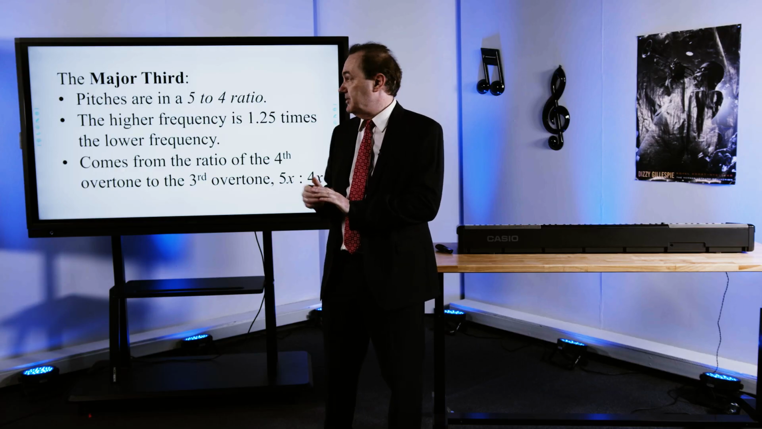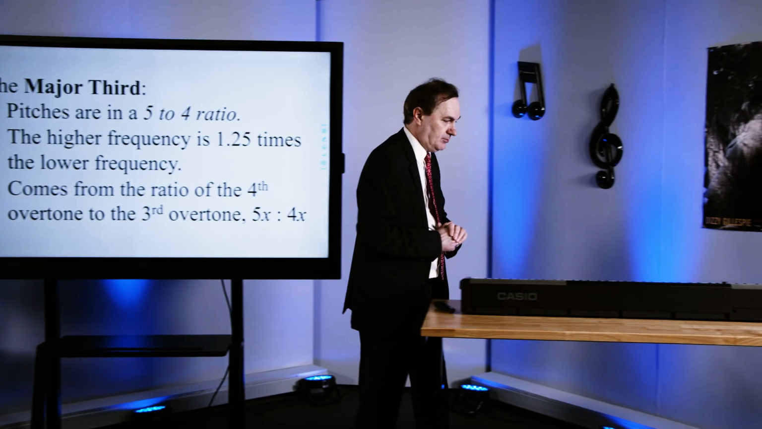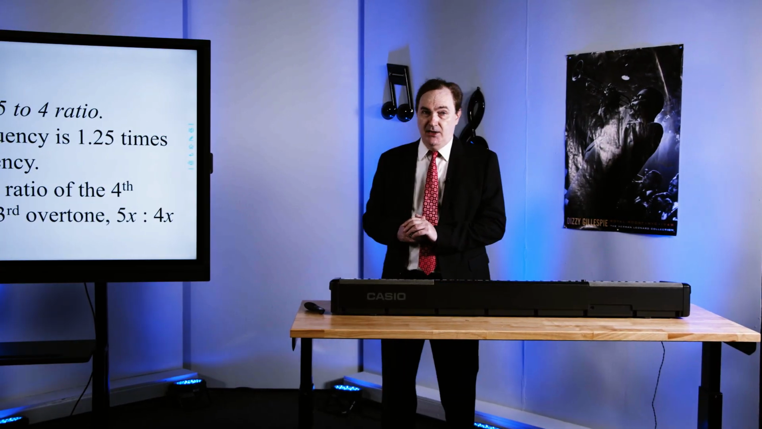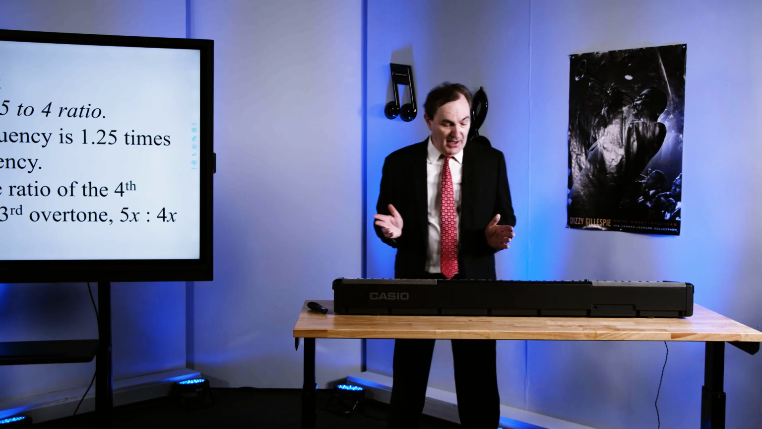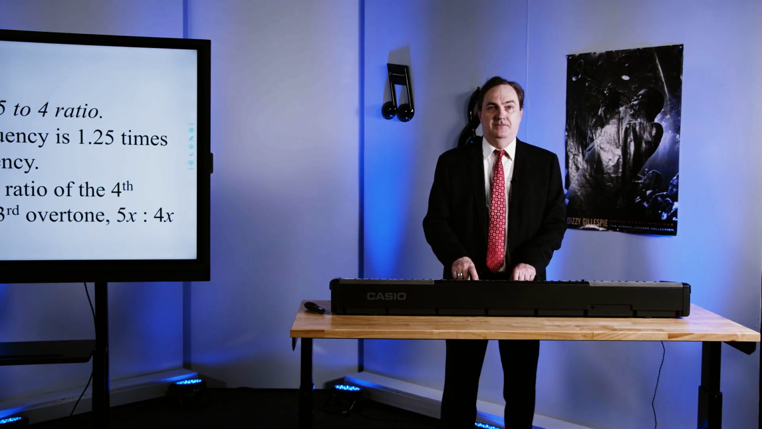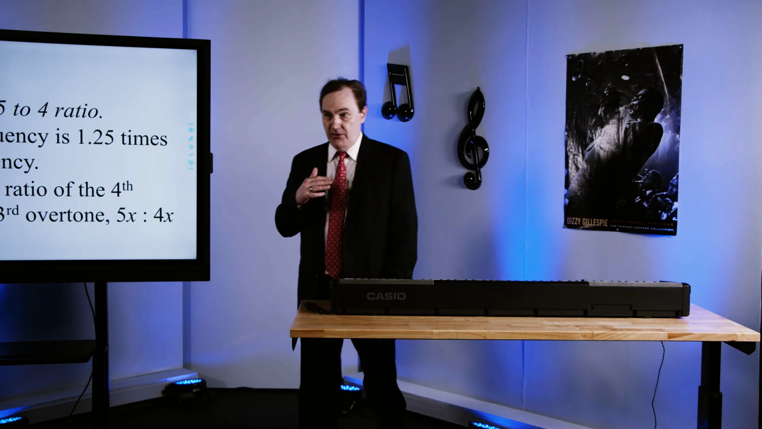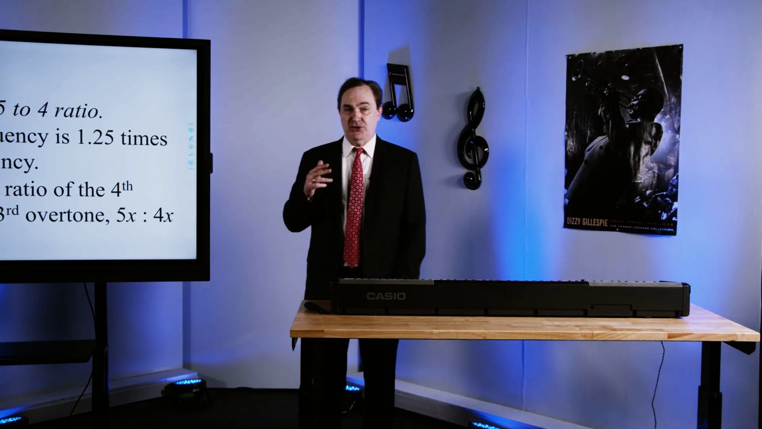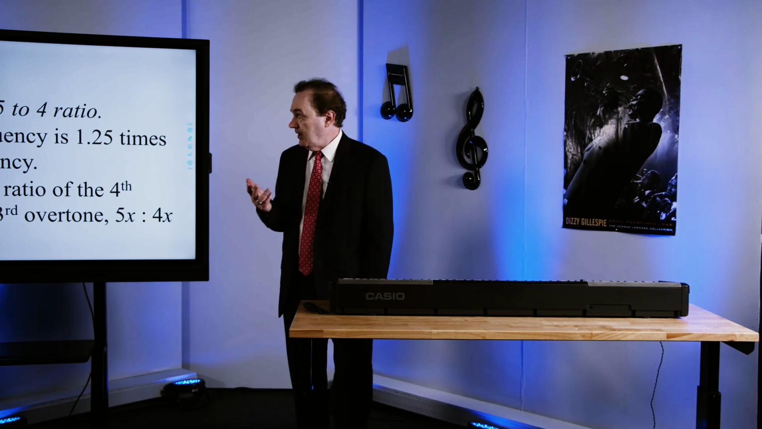So let me give you examples of these three intervals. For the perfect octave, the classic example of that would be the song Somewhere Over the Rainbow from the great movie The Wizard of Oz. So, for example, if we do this, somewhere over the rainbow. So the first two notes, somewhere, that is the octave.